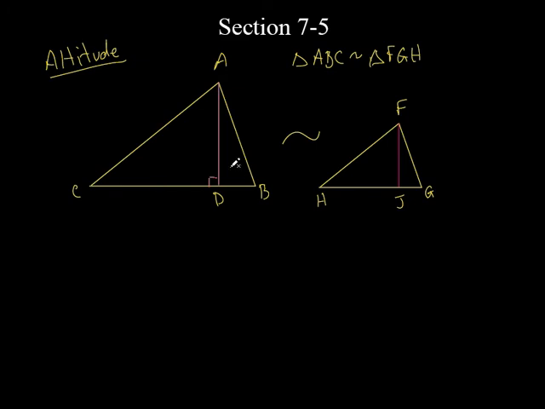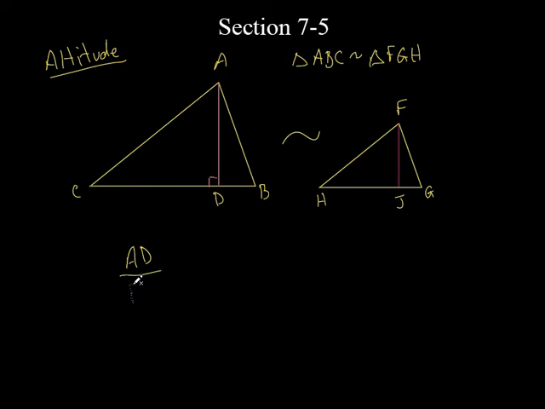The first one is altitude. The altitudes are proportional to the lengths of the corresponding sides. So let's set up a proportion and compare the altitudes. I would compare AD to what?